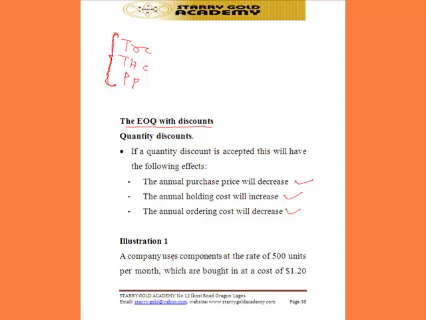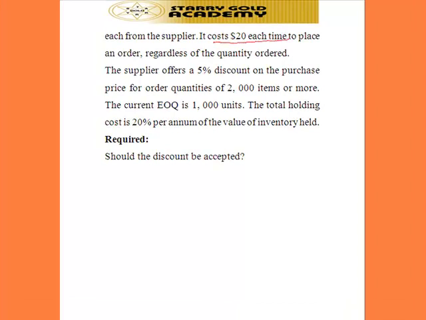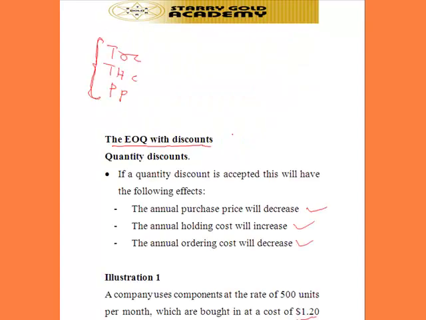Now let's look at this illustration. The company uses components at the rate of 500 units per month, which are bought at a cost of $1.2 each from the supplier. It costs $20 each time to place an order, regardless of the quantity ordered. The supplier offers a 5% discount on the purchase price for quantities of 2,000 items or more. The current EOQ is 1,000 units. The total holding cost is 20% per annum of the value of inventory held. Now, what's the purchase price of the inventory?